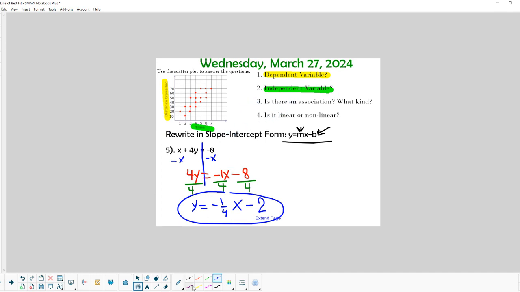We did forget to mention here, now that we've got that solved, is there an association in the scatter plot that we just looked at? And the answer would be yes. It's positive, and the data lines up on a line, so it would be positive and somewhat linear. Not perfectly linear, but somewhat linear. So positive and somewhat linear, right?